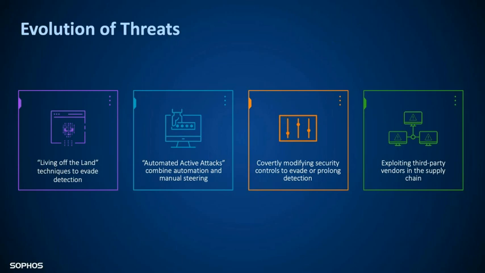Well, again, just as attackers are using a combination of tools and human ingenuity, that's what managed detection and response is all about. Taking advantage of tools, arming analysts with tools, and then taking advantage of their knowledge of attackers and how they operate as human beings to shut those attacks down before they start. Number 3 is covertly modifying security controls to evade or prolong detection.